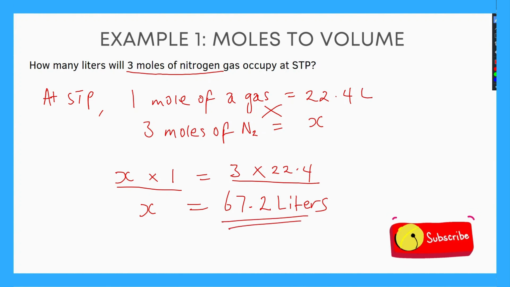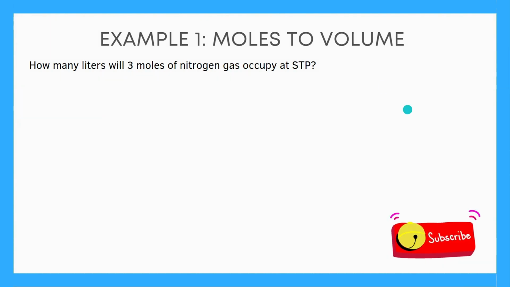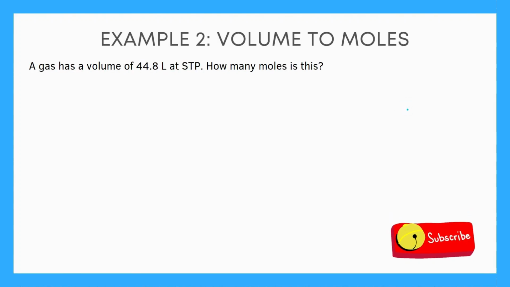So you can see how we've carried that out. If 1 mole occupies 22.4 liters, 3 moles of a gas will simply occupy 22.4 times 3, which is 67.2 liters. Is there any other example we can solve to consolidate our understanding? Yes, let's do the second example.